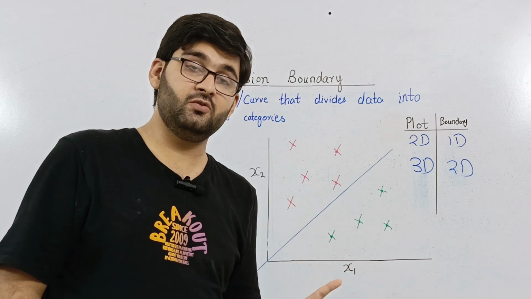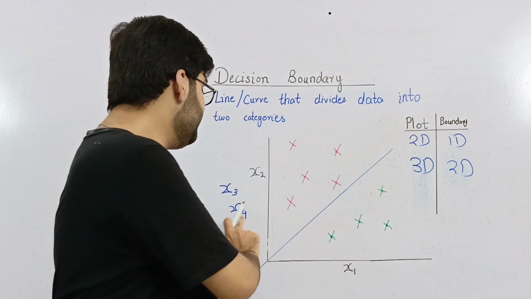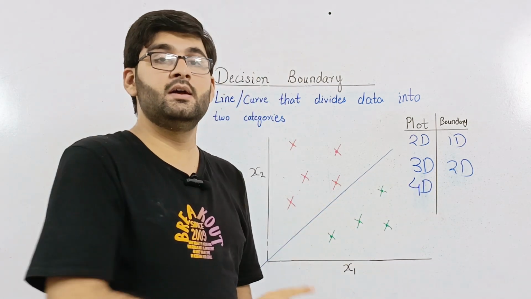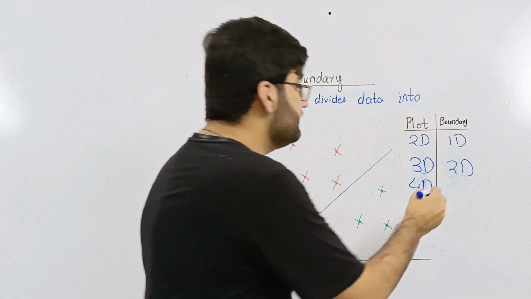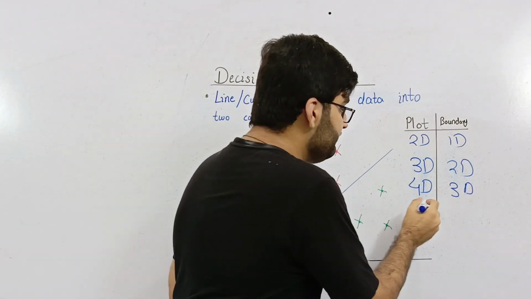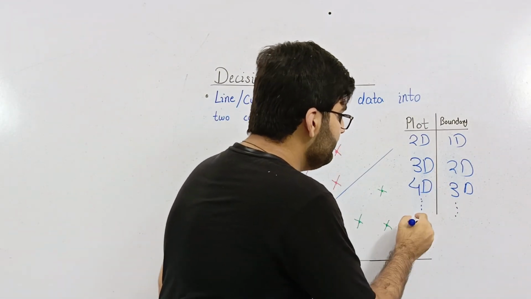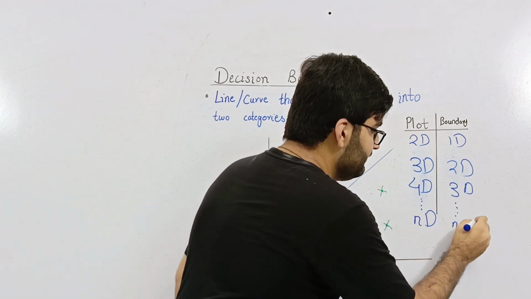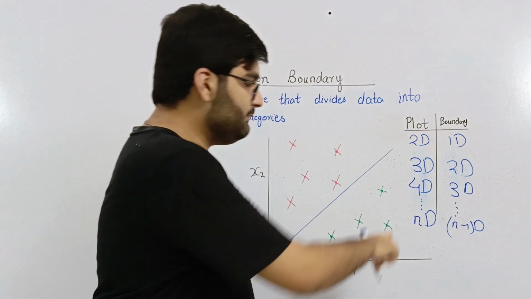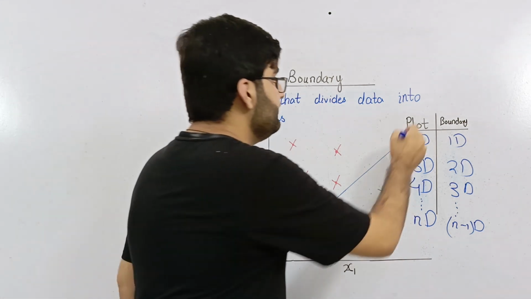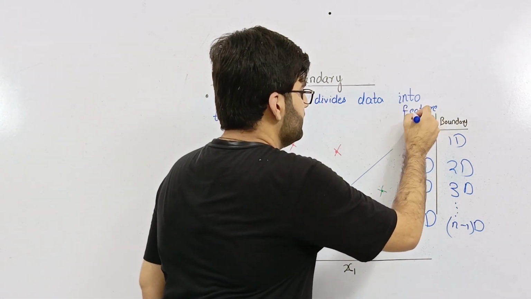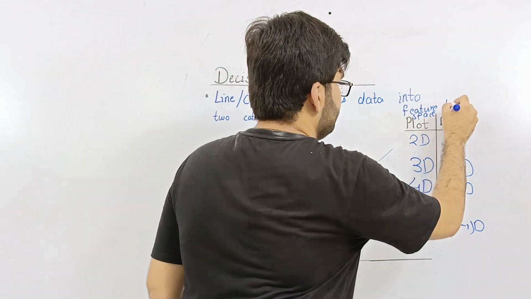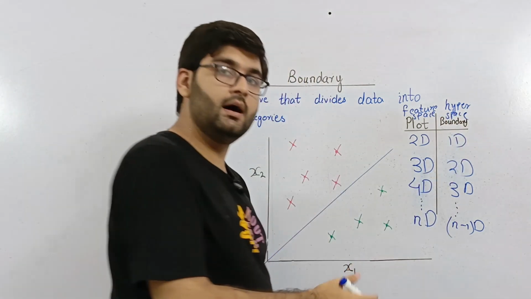There is one dimension for each predictor variable. So with four predictor variables, the plot is four-dimensional, and in this case, the decision boundary would become three-dimensional. So if we generalize it, if the plot is n-dimensional, the decision boundary is n minus one dimensional. This plot here is called the feature space. And this decision boundary is called the hyperspace.